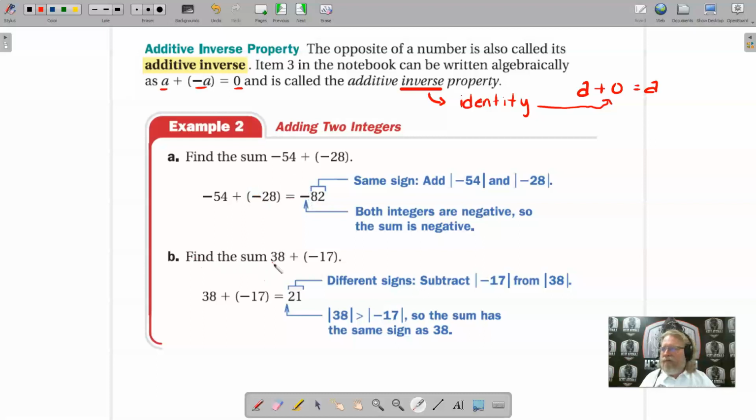On B, we're going to find the sum of positive 38 and negative 17. So they are different signs. Let's see here, they're different signs. So we need to subtract the absolute value of negative 17 from the absolute value of 38, and that would be 21. And since the absolute value of 38 is greater than the absolute value of 17, we're going to make the answer have the same sign as whatever the 38 has, which is positive. So our solution is positive 21.